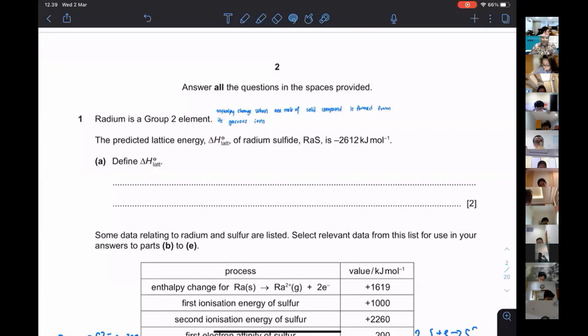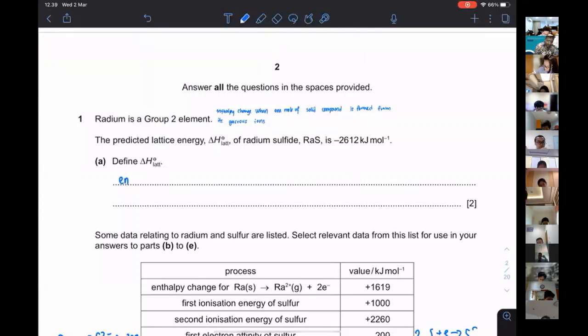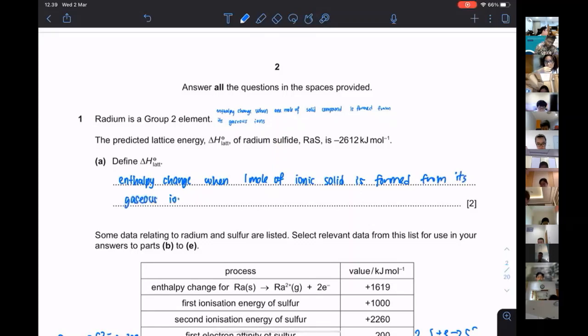So when you define lattice energy, we define lattice energy in terms of enthalpy change. Enthalpy or energy change. Enthalpy change when 1 mole of ionic solid is formed from its gaseous ions, under standard condition.